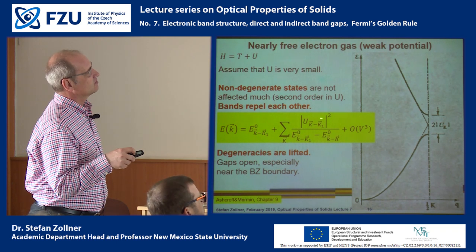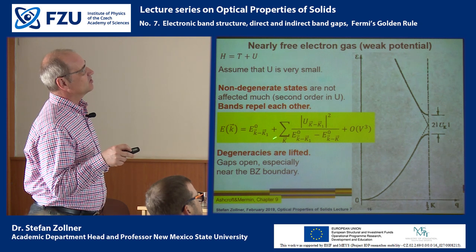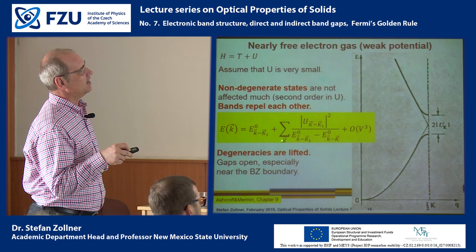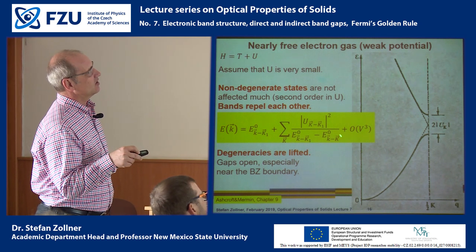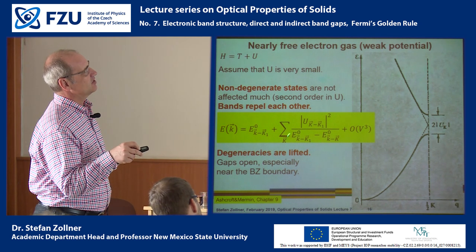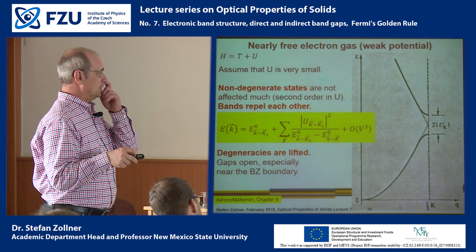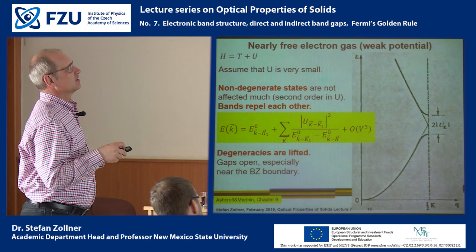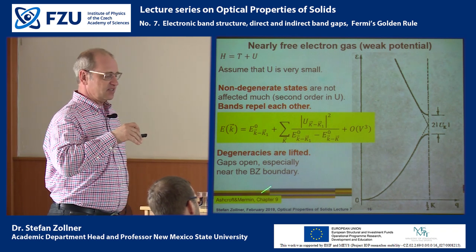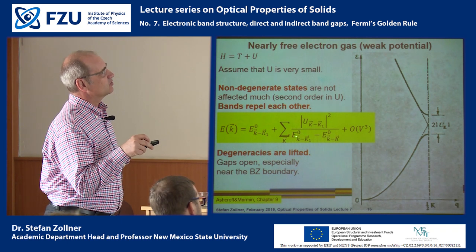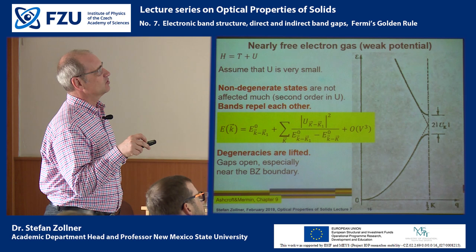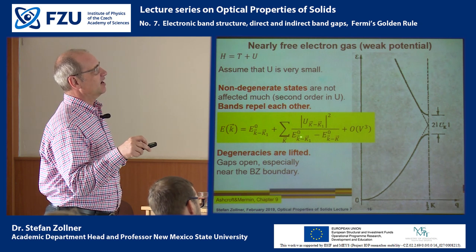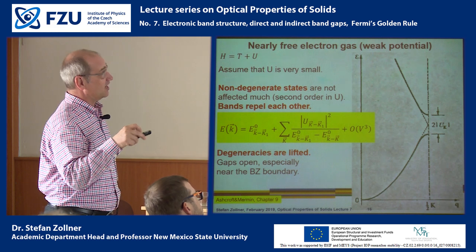And the first thing we might say is, well, non-degenerate states do not shift much because the correction is second order. But the other thing we see is that we have this sum over all bands, this sum over all reciprocal lattice vectors K, and depending on whether this energy here is smaller or larger than the unperturbed energy, this term can either be positive or negative. The bands that are below the unperturbed energy will tend to shift it up. But the bands that are higher in energy than the unperturbed energy will push it down.